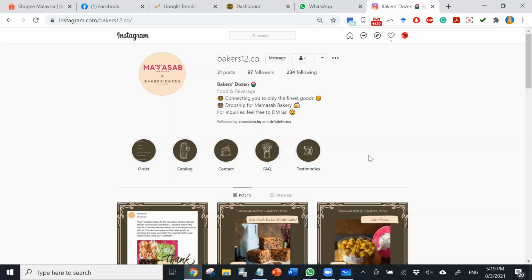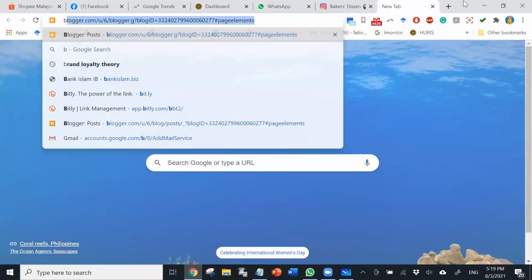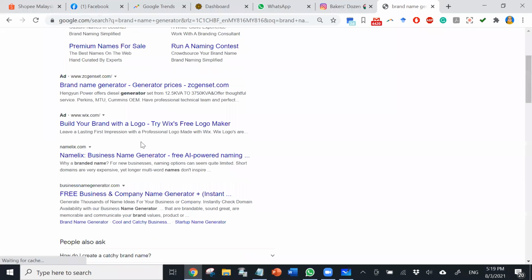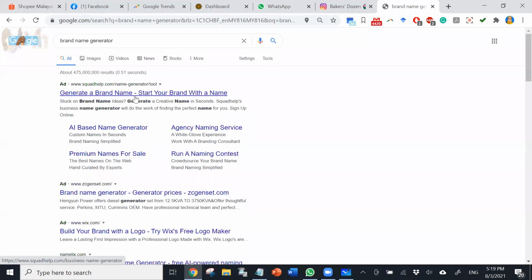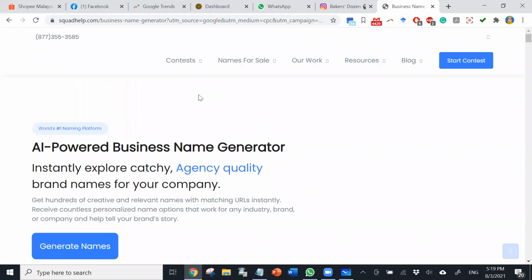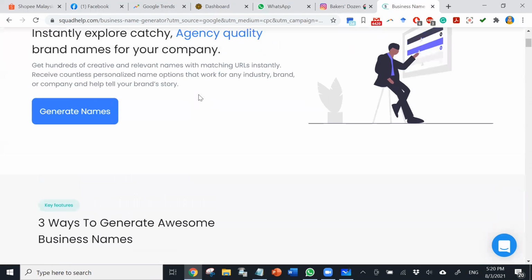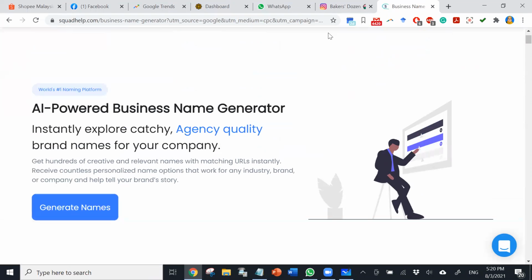So how to choose a brand name? I think there are many websites also giving you ideas on how to find brand names as well. As you can see, for example, a brand name generator. Sometimes this website also gives you a brand name that is not being taken by anyone else. So you can use this kind of website to generate your brand name.